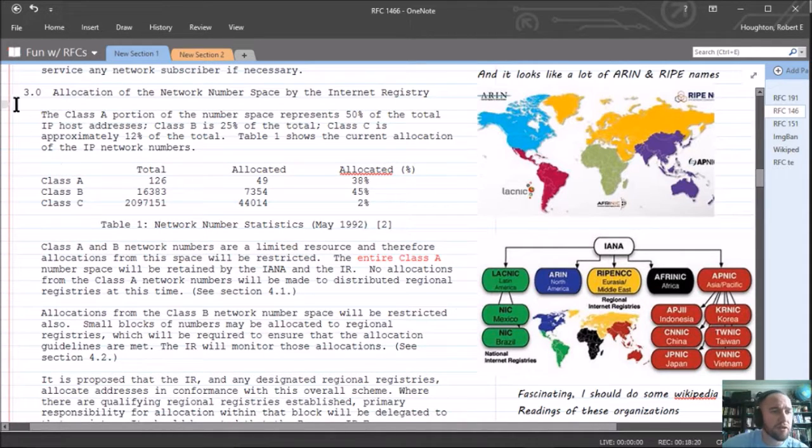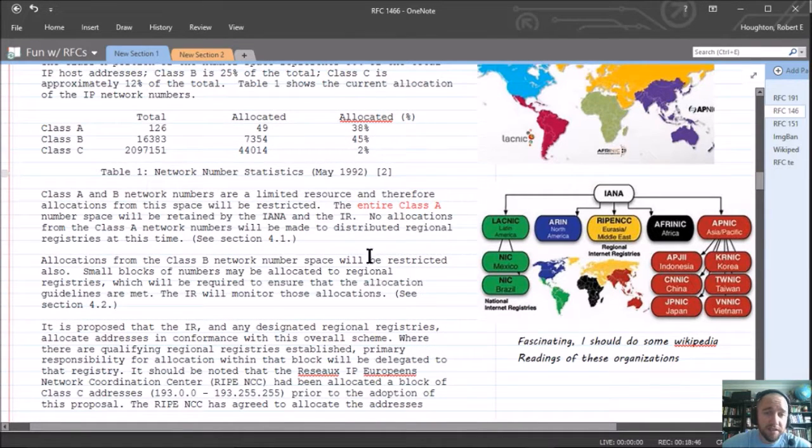So, Section 3, Allocation of the Network Number Space by the Internet Registry. The Class A portion of the number space represents 50% of the total IP host addresses. Class B is 25% of the total, and Class C is approximately 12% of the total. Now this table right here shows the allocation of the IP network numbers. It says network number statistics, and this was taken in May 1992.